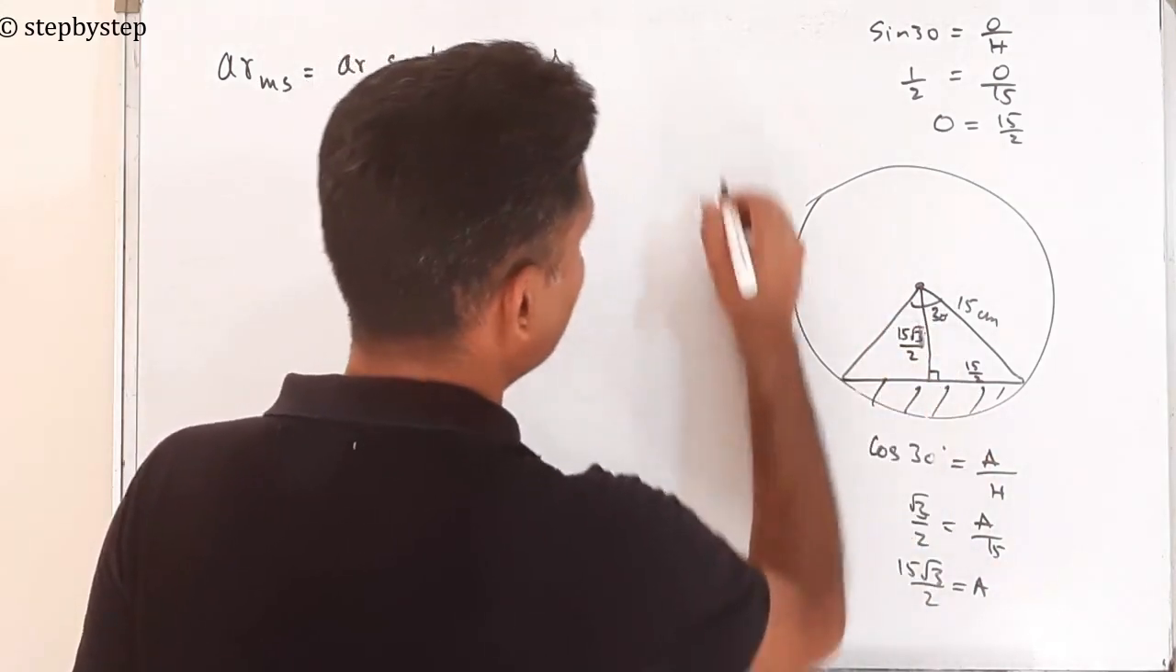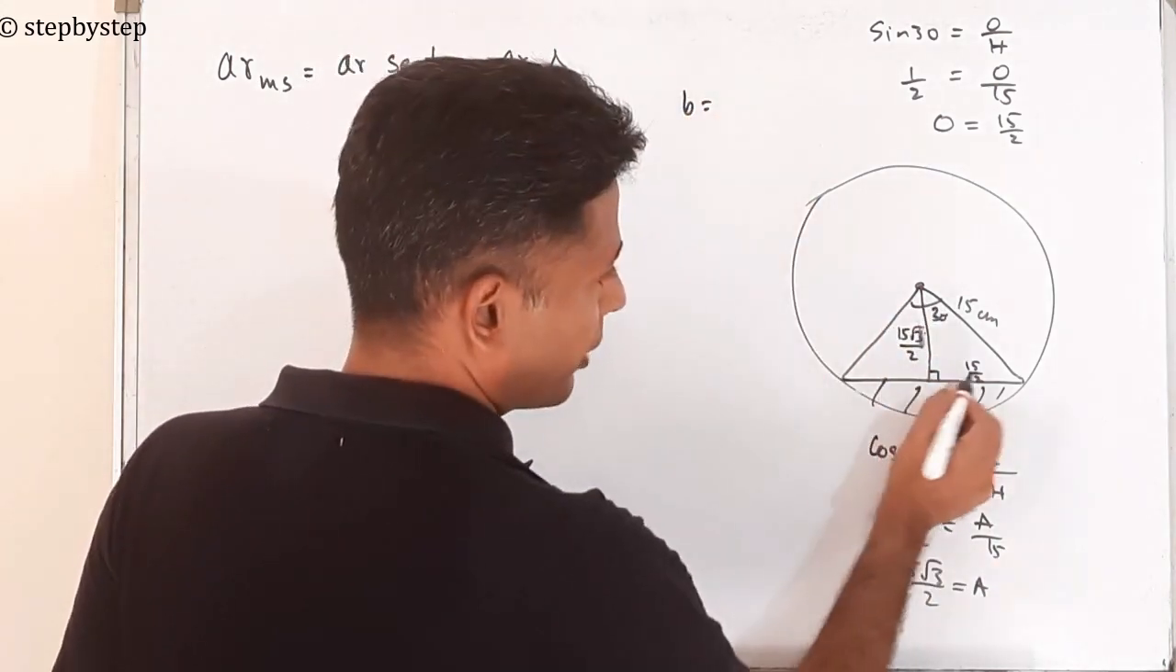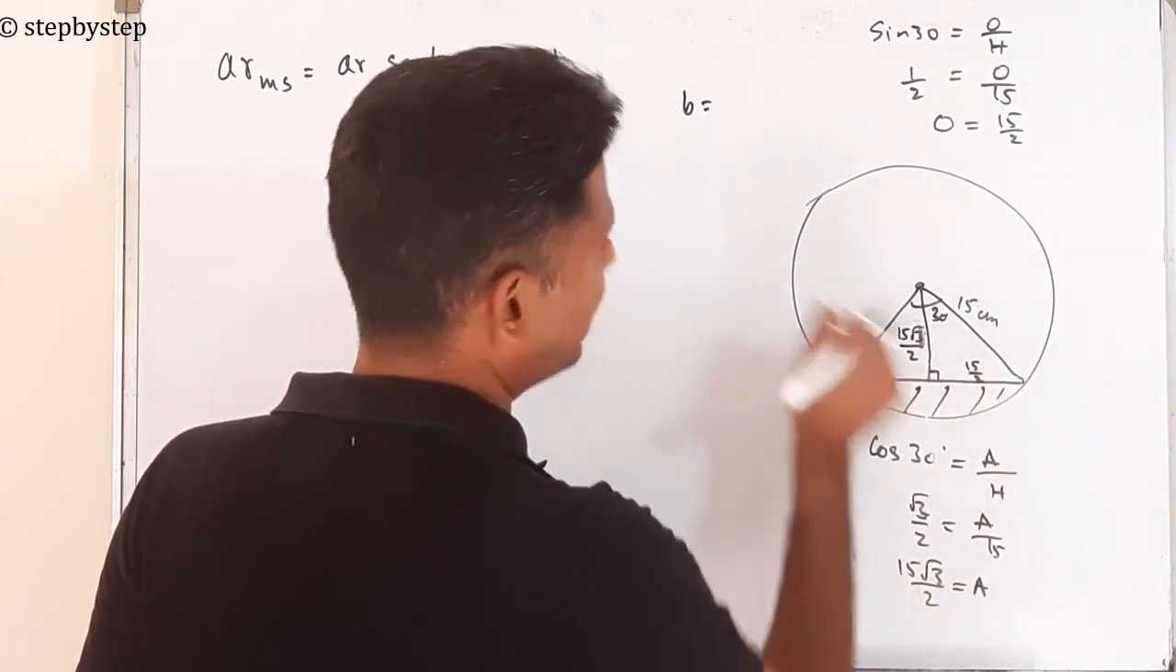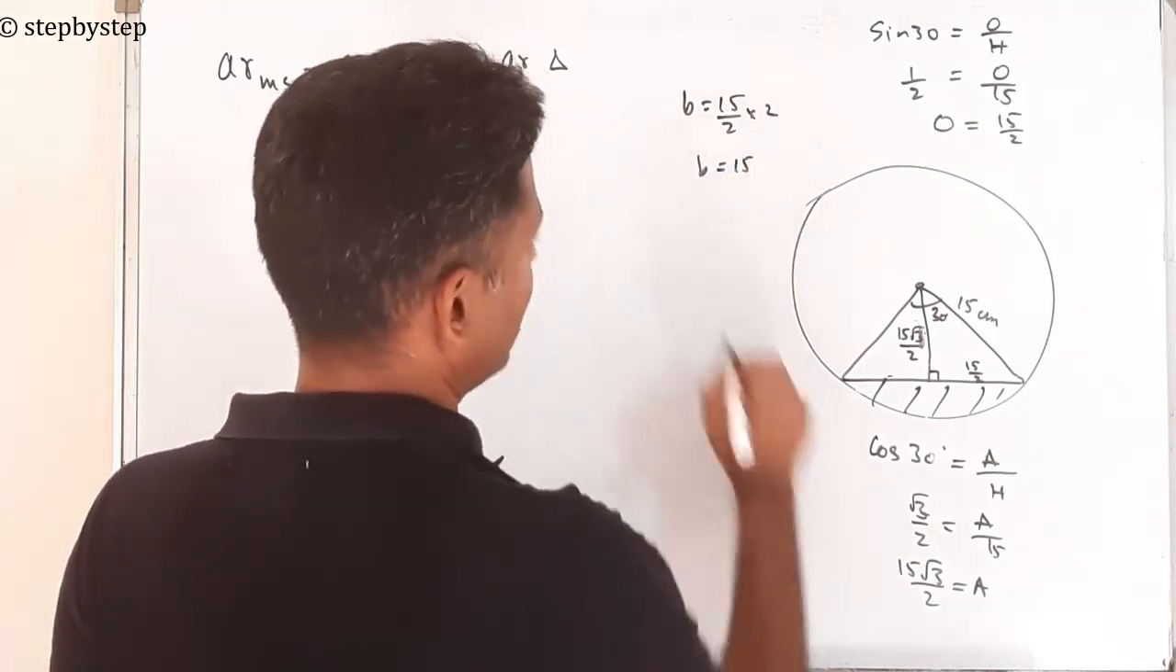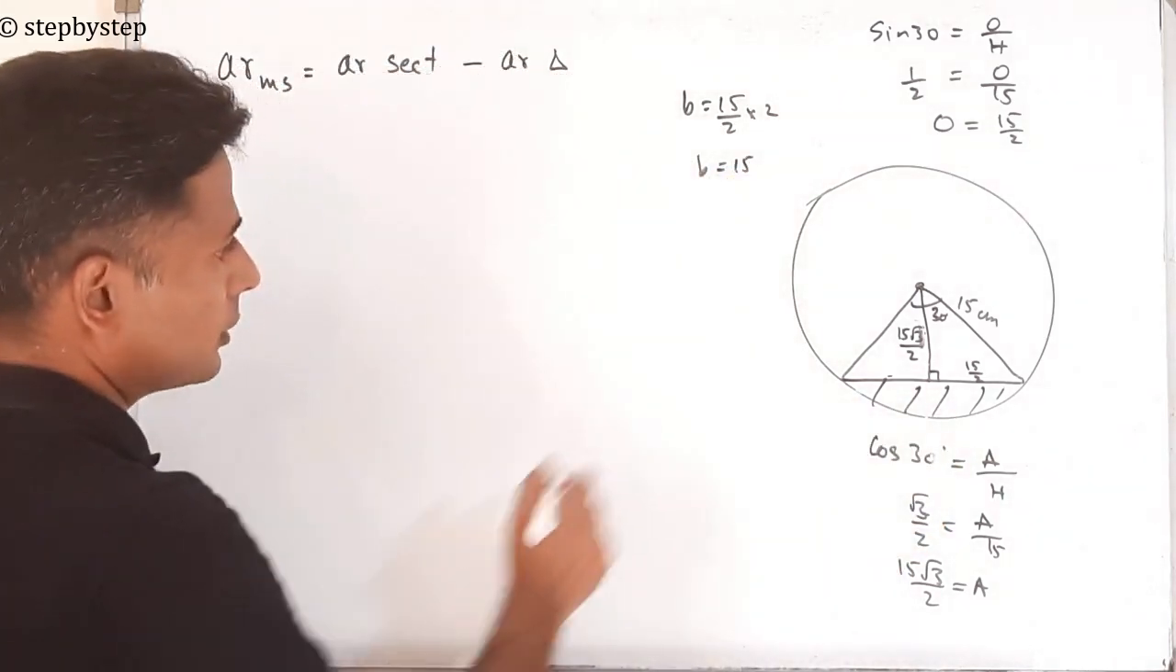How much will be the base? The base will be equal to 15 by 2 into 2. Why? Because this is half of this. So 15 by 2 into 2. So the base is 15 centimeter.